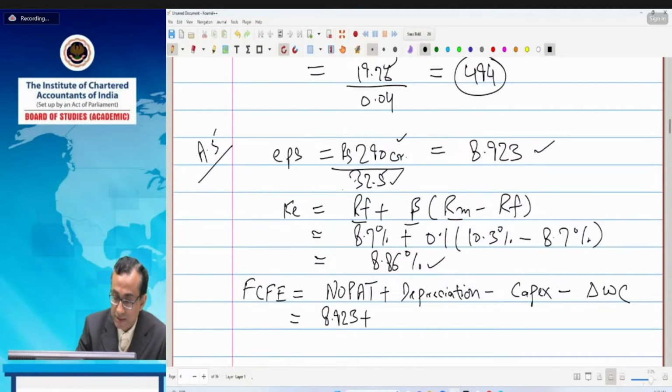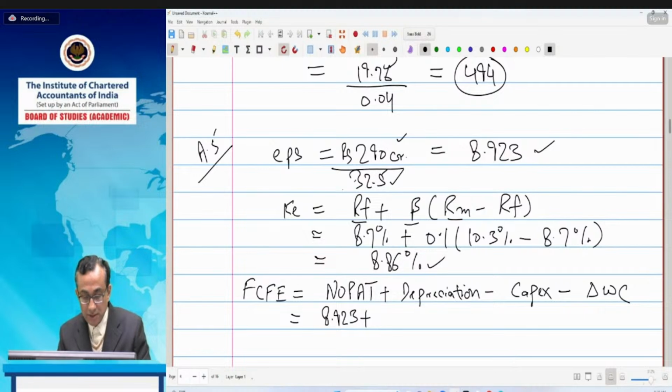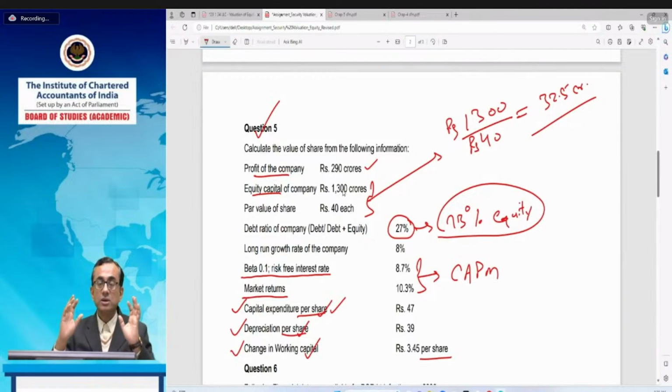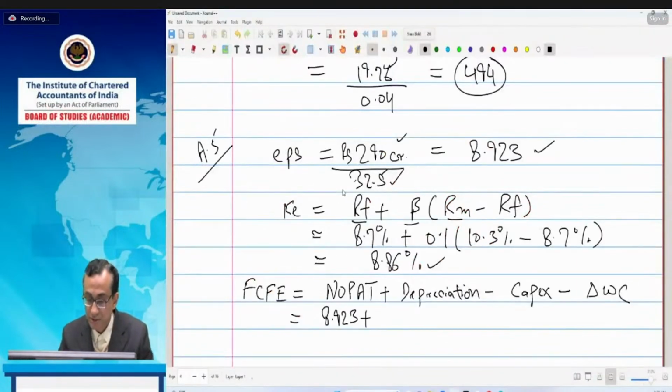8.923 plus. Now, here it is important to observe that the debt ratio of the company is 27%. It means if 27% is debt, then 73% is equity. So all the figures have to be calculated on the basis of equity because we are now concentrating on the valuation of equity shares only. So every figure has to be proportionately multiplied on the basis of equity, which is 73%.